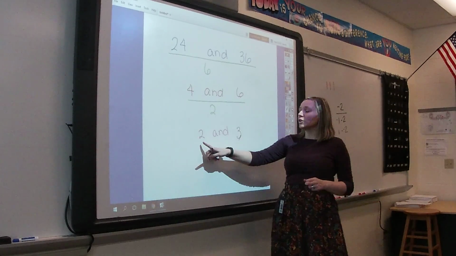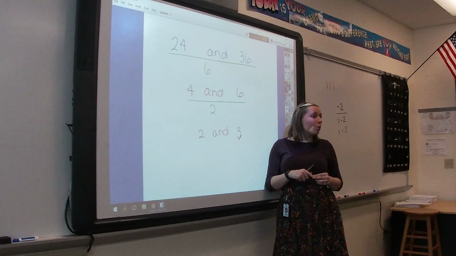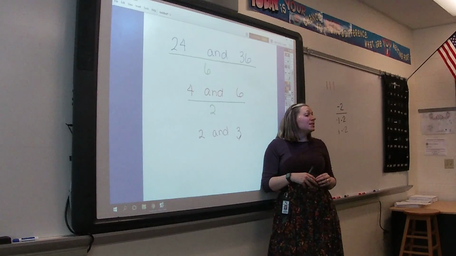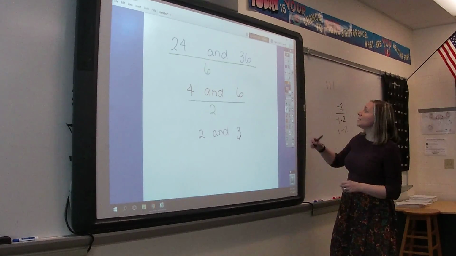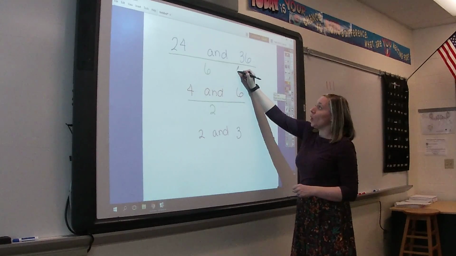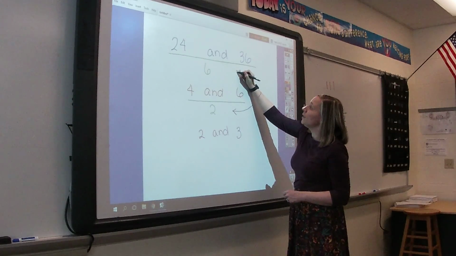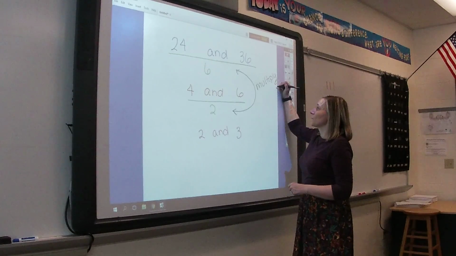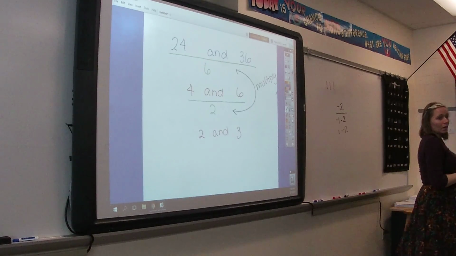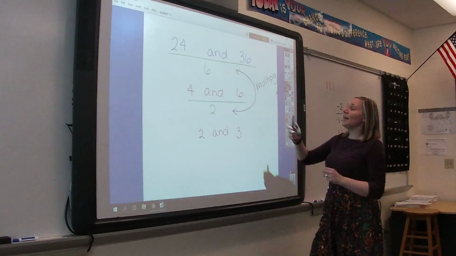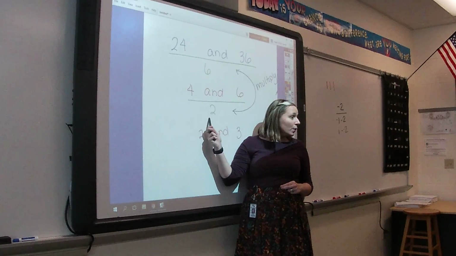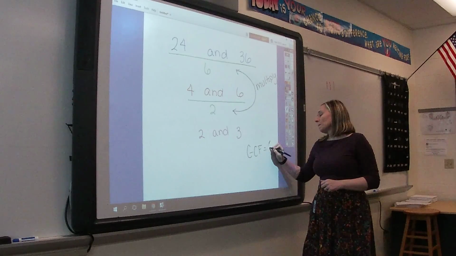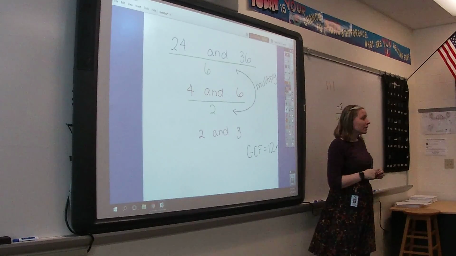Once you get to saying there's nothing that we could pull out here other than 1, you're going to stop dividing. And then to find the actual GCF, you are going to multiply everything that you divided by. So 6 times 2 is 12. Our GCF will equal 12.